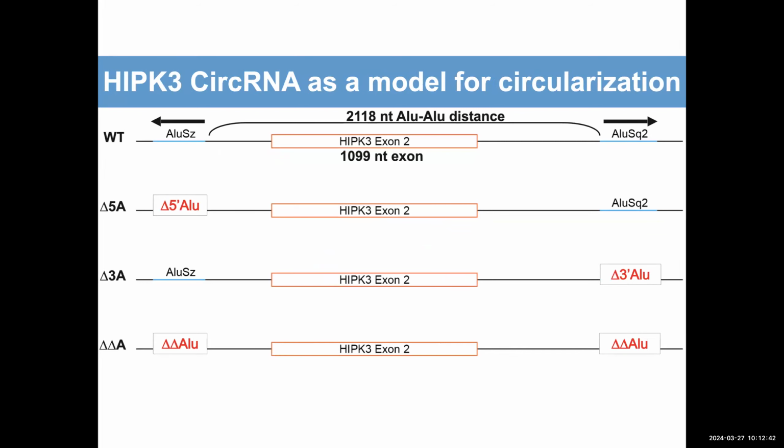So just to show you that this is the case, we've designed several constructs. So this is a wild type construct. And we deleted the 5' Alu, we deleted the 3' Alu. We just wanted to make sure we could get an assay to work with this. And we just deleted both Alus.